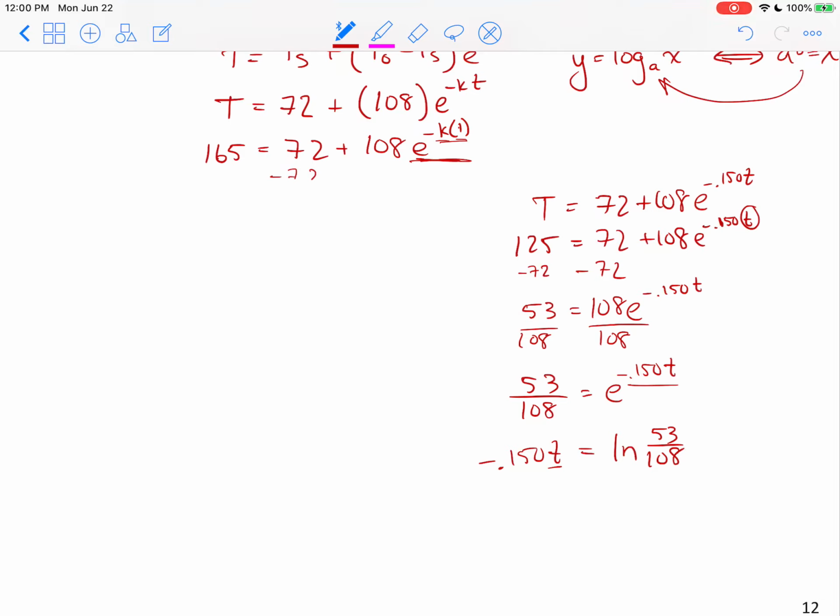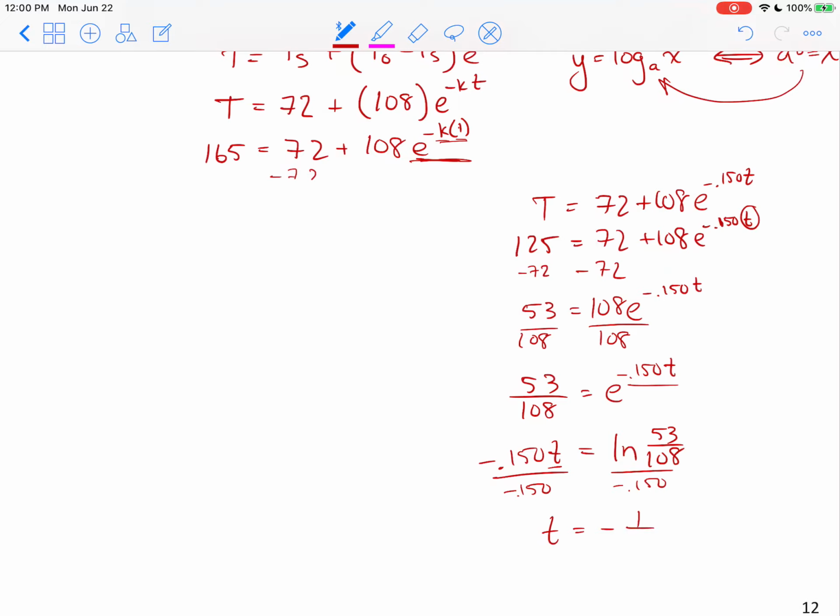Your calculator will give you a decimal. Just don't turn it into a decimal yet, because you want your final answer to be as accurate as possible. If we leave it in this form, we're going to get the most accurate possible answer at the end. So my last step is just to divide by negative 0.150.